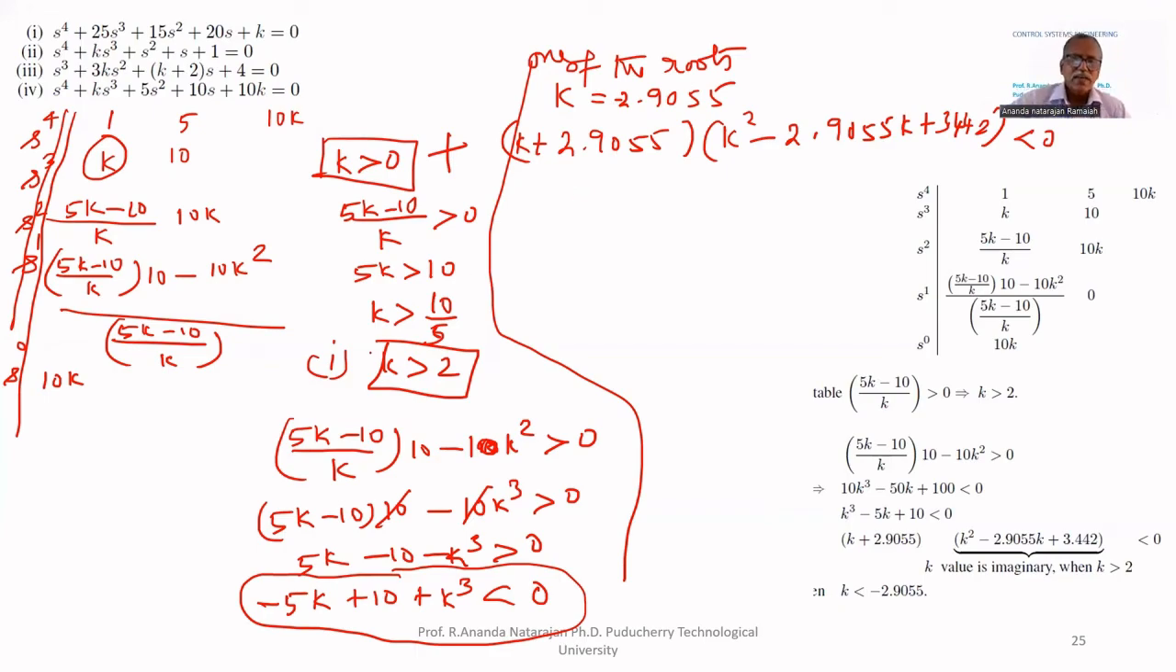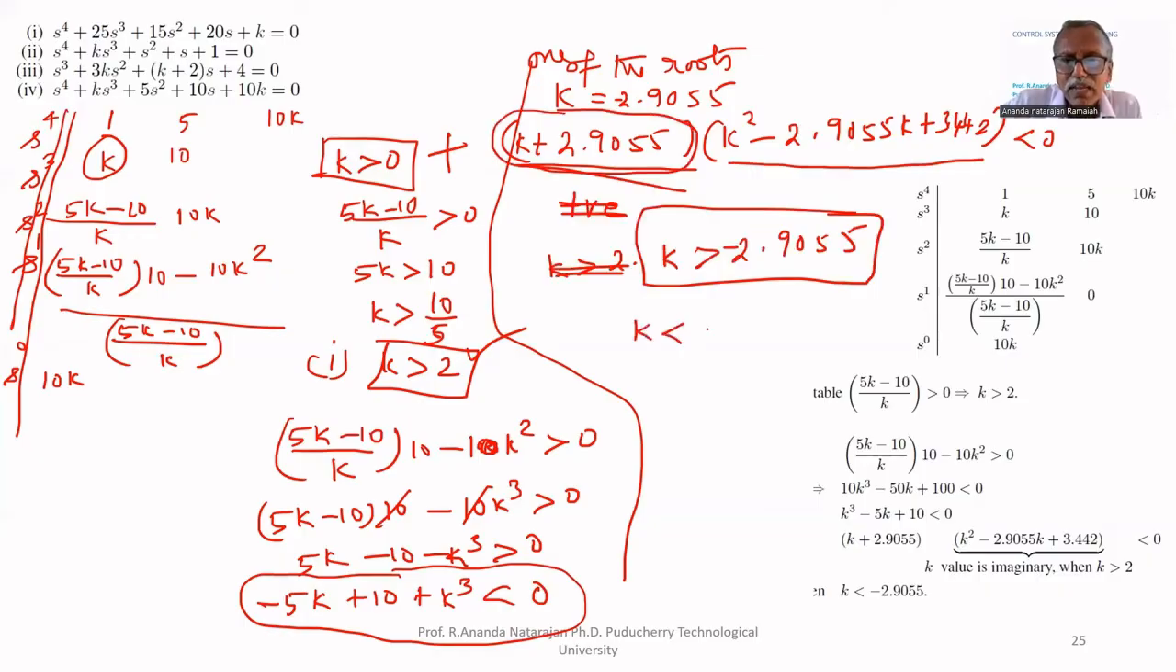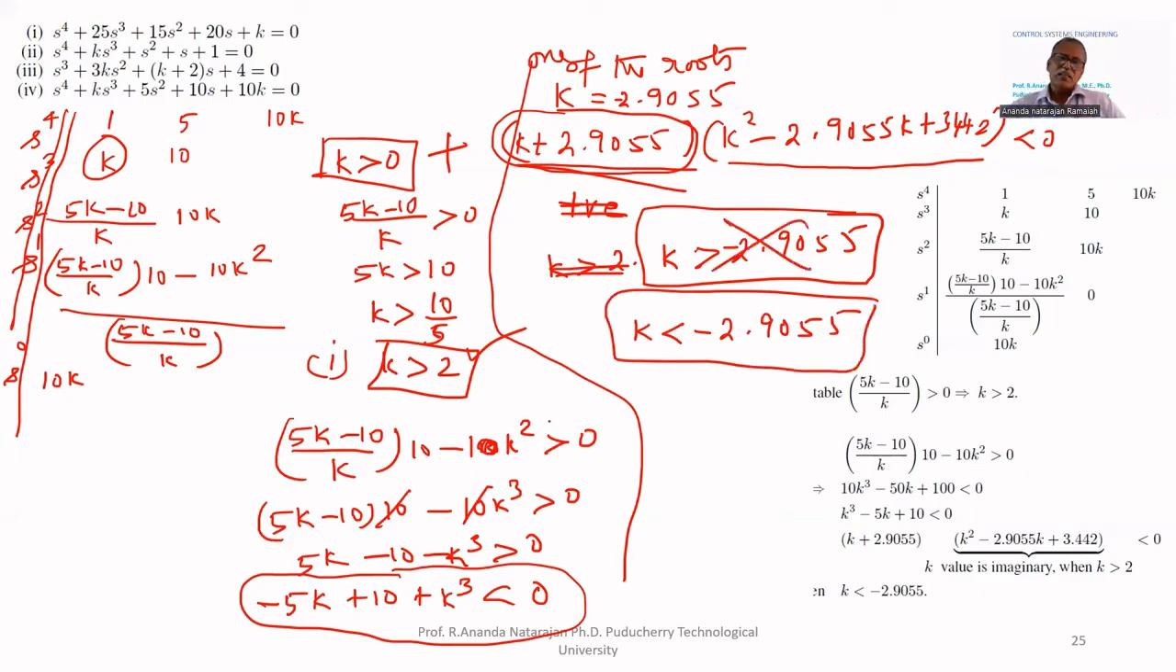So already we got one condition: K must be greater than 2. Now K must be less than minus 2.9055. If you put a value less than that, say minus 3, this factor becomes negative. If you put minus 3 in the quadratic, it becomes positive. Therefore, the quadratic is always positive for negative values of K. So the product is negative, less than 0. Therefore, K must be less than minus 2.9055.